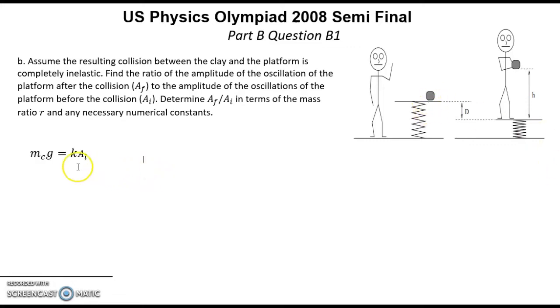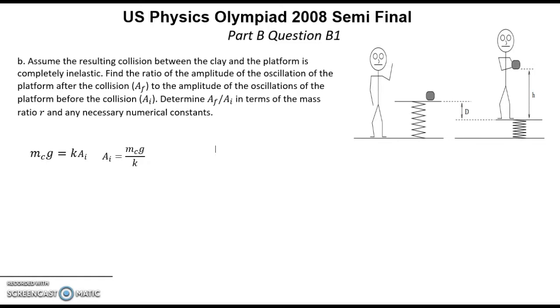this one, where m_c is the mass of the piece of clay, m_c g is the extra force of gravity, so it must be equal to k multiplied by AI, where AI is the amplitude for this oscillation, because it oscillates between the lowest point and the point of equilibrium, which is higher by this distance AI. So from here we can find AI. This is the expression.